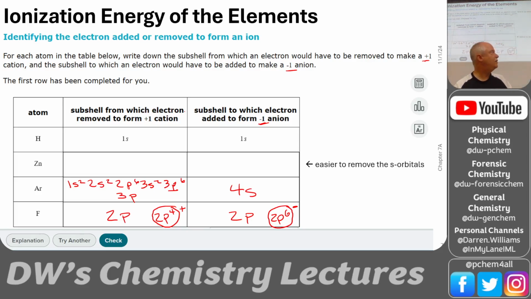Now zinc, look where zinc is in the periodic table. It's got that nice filled 3D shell. Oh, before we do that, let's look at how stable this anion is for fluorine. So F minus is isoelectronic.